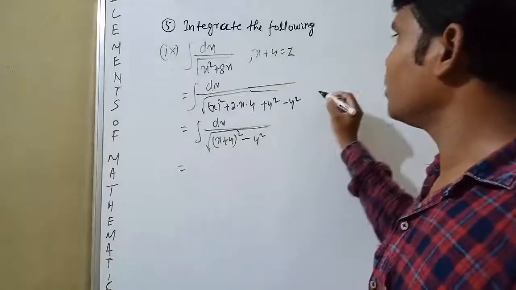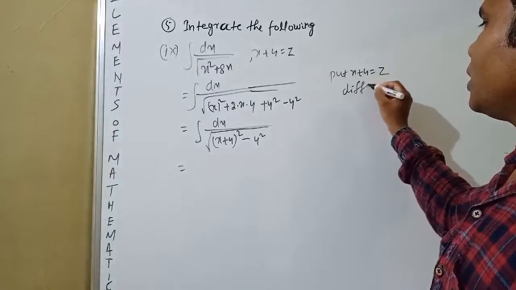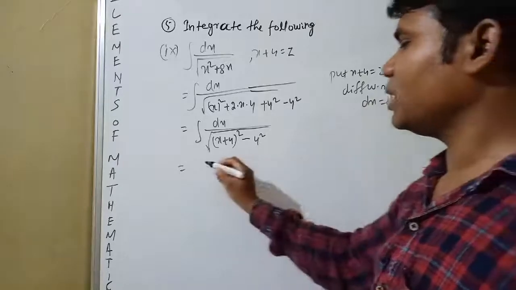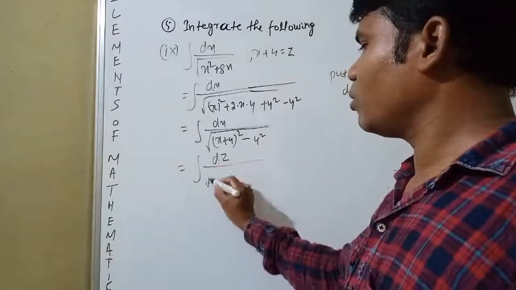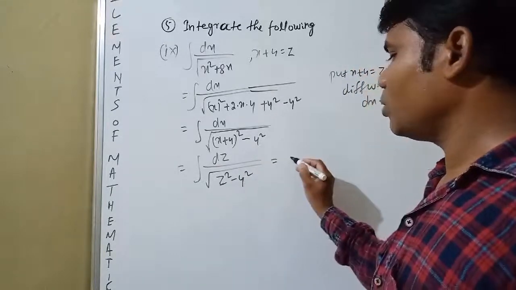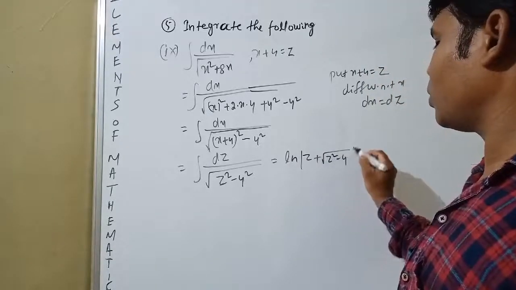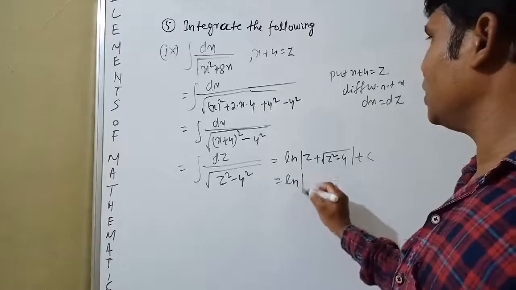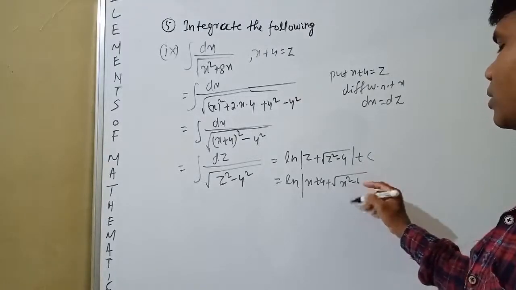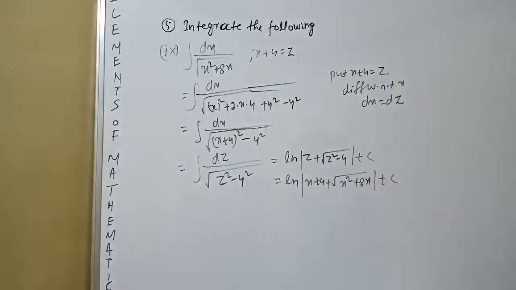Okay, now you put x plus 4 is equal to z, differentiate with respect to x, dx is equal to dz. That means here you write integral of dz by root over z square minus 4 square, which is equal to ln |z + root over z square minus 4 square| plus c. Here z is equal to x plus 4, so it is ln |x + 4 + root over x square plus 8x| plus c, directly we can write. Pause the video, note it down.